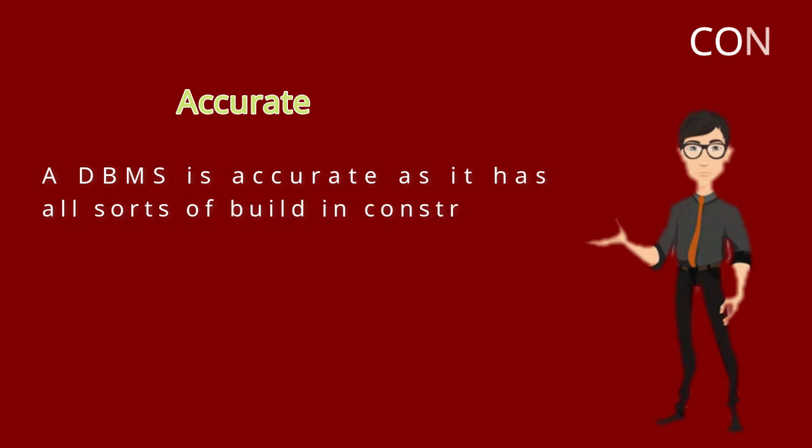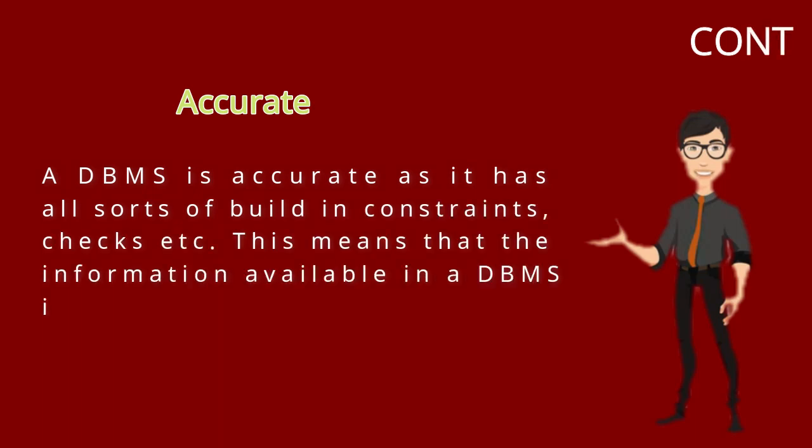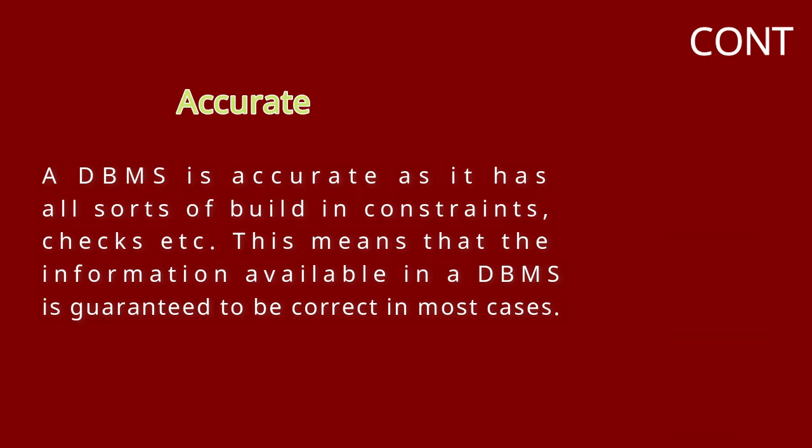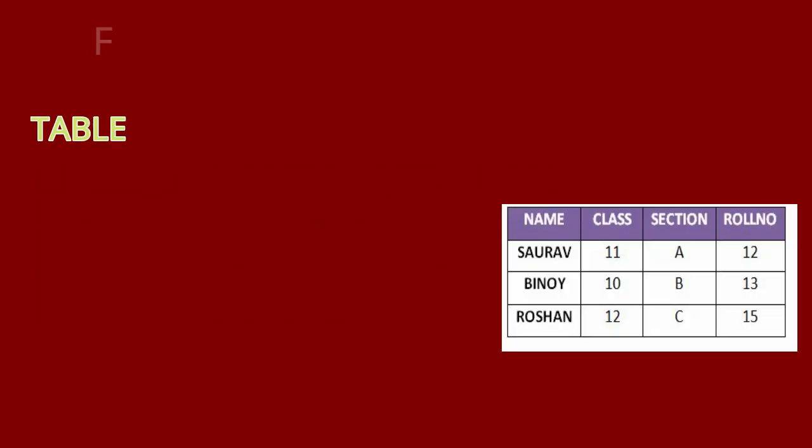The last point why we need a database is its accuracy. A DBMS is accurate as it has all sorts of built-in constraints, checks, etc. This means that information available in the DBMS is guaranteed to be correct in most cases. The data that goes inside a DBMS goes through many checks, and the final data that enters the DBMS is more or less guaranteed to be correct.